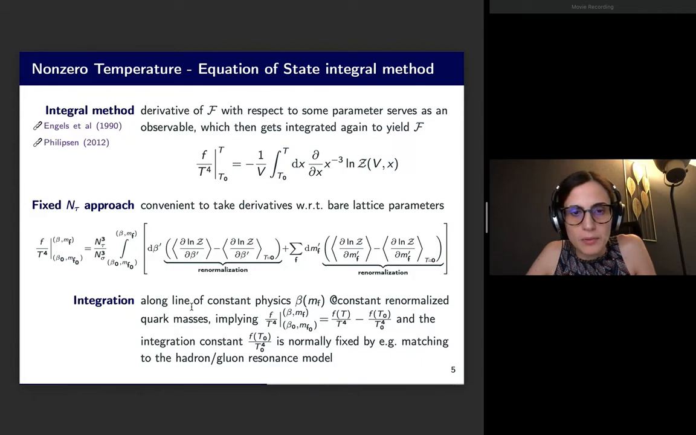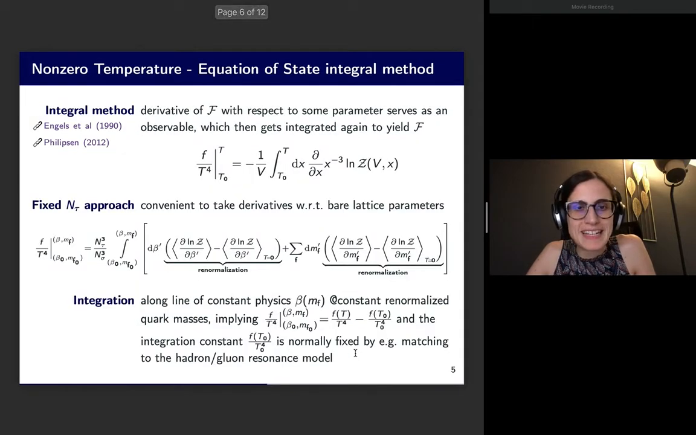After you have done this type of integration, you obtain on the left-hand side basically the difference between the renormalized free energy density at two different values of the temperature, because that's the only thing that changes in the two cases for beta, mf as opposed to beta 0, mf 0. So you have an integration constant on the left-hand side. And this is something that you normally can fix by, for example, matching your results at low temperatures with some hadron or gluon resonance model that you know works well in that limit.